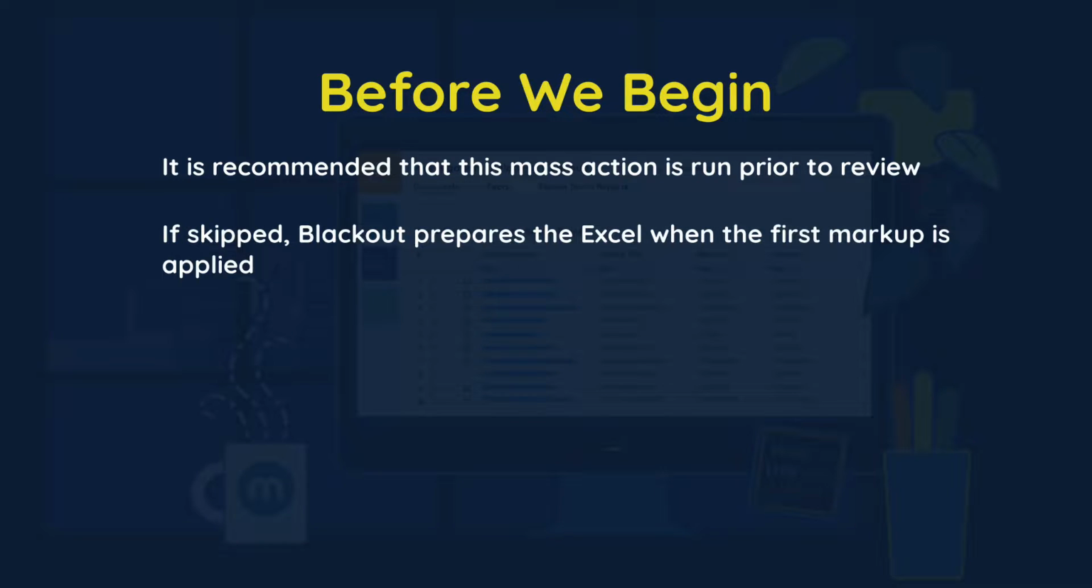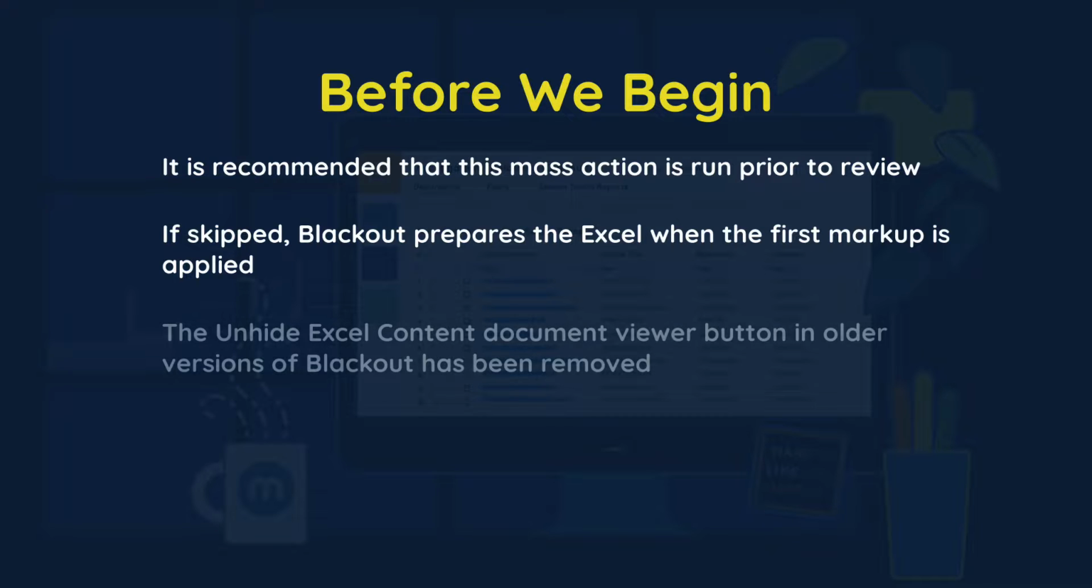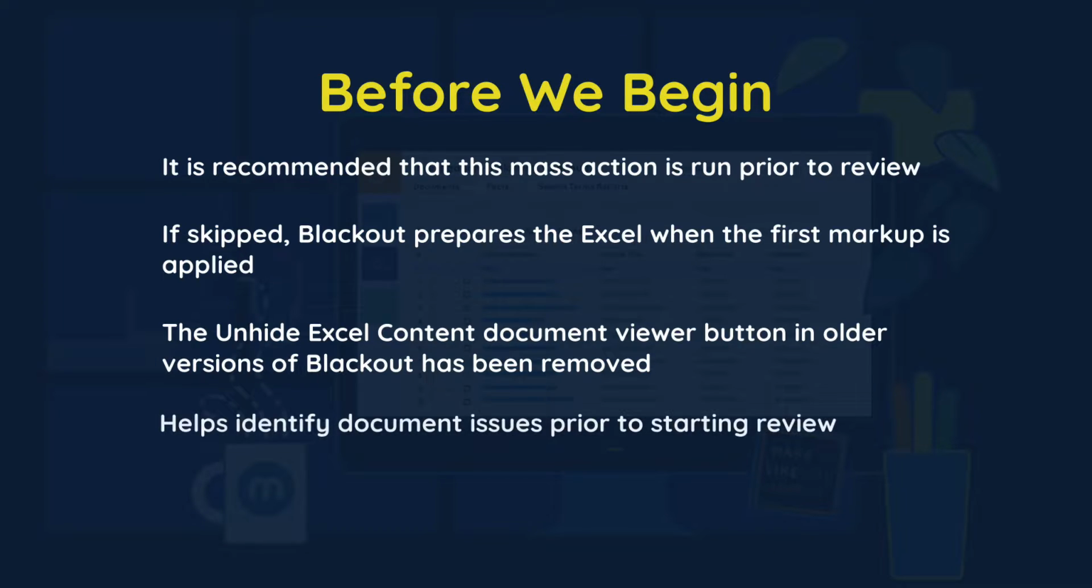If you skip running the mass action, Blackout will still prepare the Excel files when a reviewer places their first markup on a document. The Unhide Excel content button that may have been in previous versions of Blackout has been removed, as this is now an automatic action once the document has its first markup applied. Running this mass action will identify document preparation issues prior to review and help reviewers avoid running into any errors.